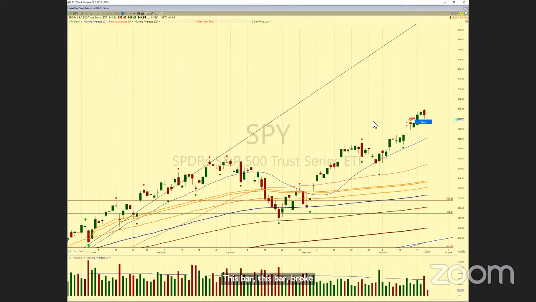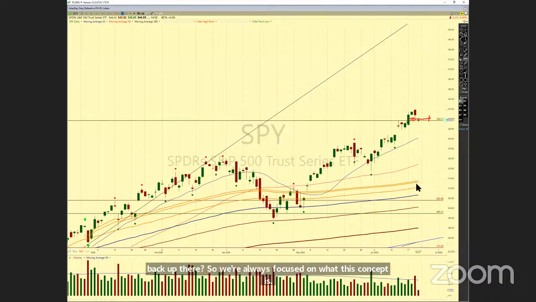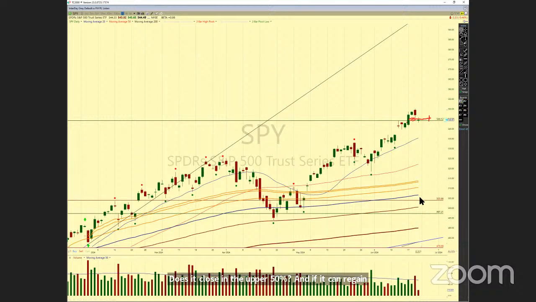And so now looking at the spiders, the question is, can it stay in the upper 50% of the big green bar? So, it gapped down today. Now, does it close back up there? We're always focused on this concept: does it close in the upper 50%? And if it can regain that, which possibly it can, there's a couple hours left to go, you know, clearly that's stronger.